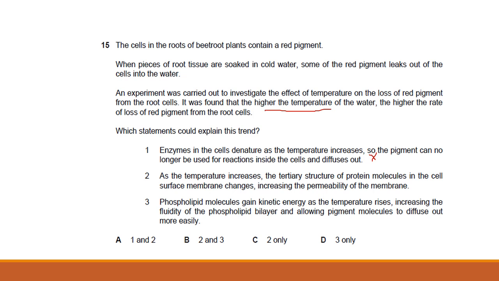As the temperature increases, the tertiary structure of protein molecules in the cell surface membrane changes, increasing the permeability of the membrane. Now this is highly likely, right, that as you increase the temperature, if the pigment molecules are inside the cell, when the cell membrane becomes loose, those pigment molecules will escape and leak out into the water. Phospholipid molecules gain kinetic energy as temperature increases. That's true. Increasing the fluidity of the phospholipid bilayer and allowing pigment molecules to diffuse out more easily. That's also true. So 2 and 3 are the ones I would take as correct, and that would be B for number 15.